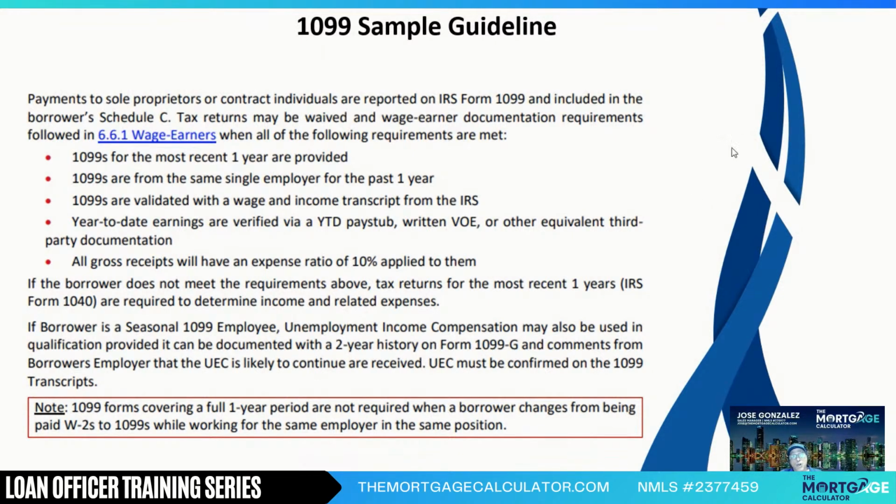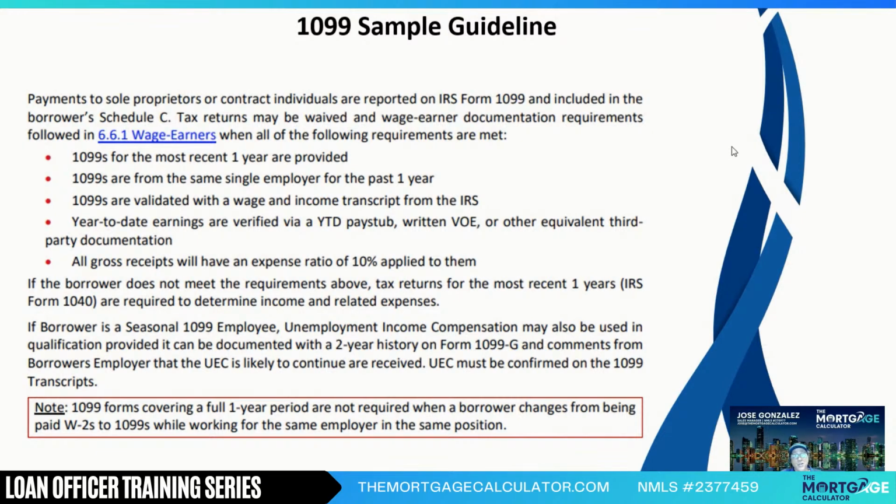Year to date earnings for the 1099 option need to be verified, and they can be verified by either a year to date pay stub. Now, keep in mind the pay stub is not going to have deductions, right? There aren't going to be any payroll deductions because this borrower is self-employed. They're not an employee. They'll be responsible for their own payroll expense when they file their tax return.